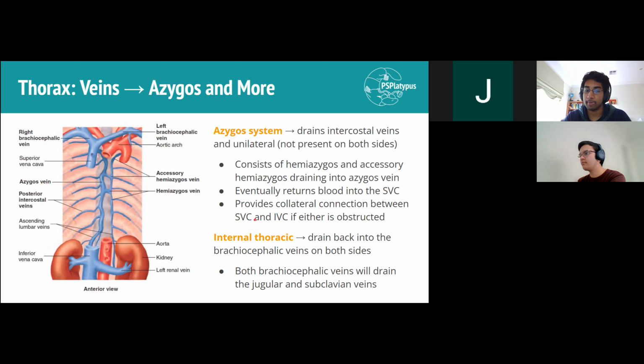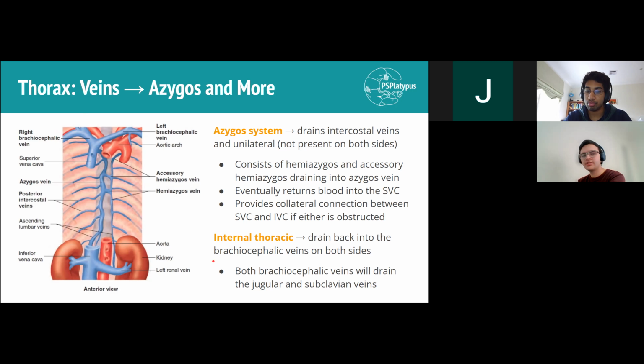The internal thoracics are kind of the same as the arteries. So they will drain most of the stuff on the front, as the internal thoracic arteries supplied most of the stuff on the front, and it drains back into the brachiocephalic veins. So these veins up here drain into those two. And the brachiocephalic veins are kind of combined versions of both the jugular veins at the top that come from the head and neck, as well as the subclavian veins that are draining from the upper limbs. So again, you will discuss brachiocephalic veins later on, but for now, just remember internal thoracic is important.